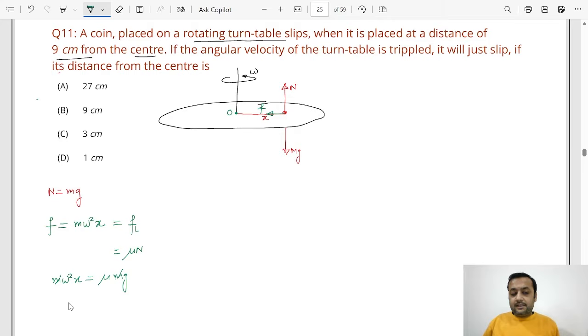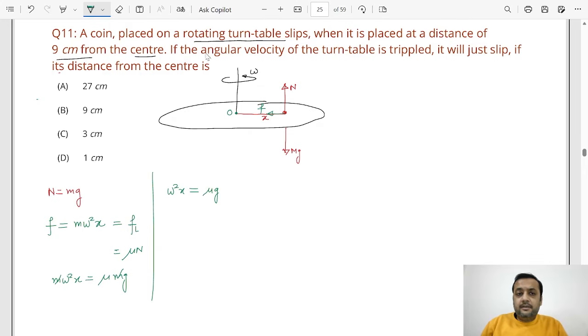So basically the idea here is that the slipping condition is that omega square x should be equal to mu g. This is the condition after which the slipping will just start. So this is the critical condition, or slipping is imminent. That means it is just about to happen the moment this condition is breached. So we can say that this is the required thing.